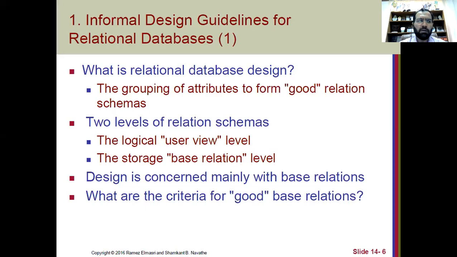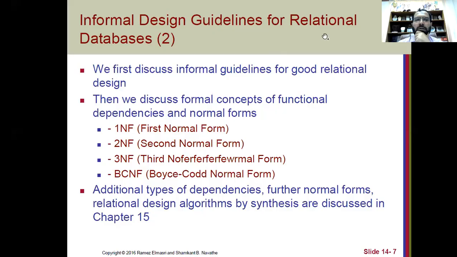Let's suppose you take the example of the university database as well. We first discuss the informal guidelines for a good relation, and then we discuss the formal concepts of functional dependencies and normal forms. As we have discussed earlier, we have various normal forms: first normal form, second, third, BCNF, fourth normal form, and so on. And we will see the various types of dependencies which exist among the attributes.